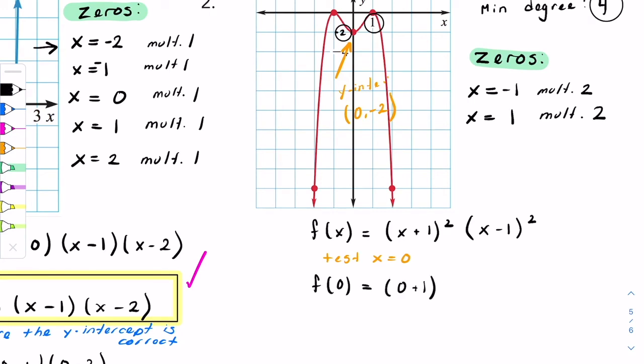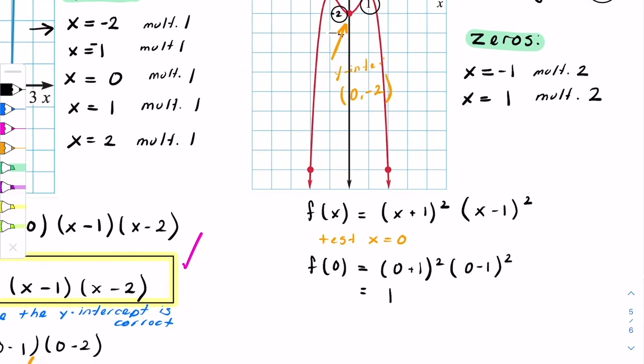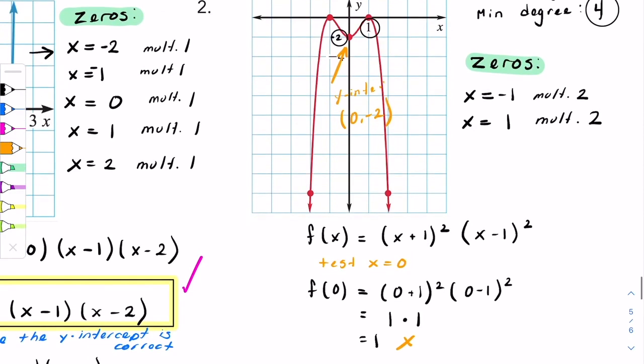Zero plus 1 squared times 0 minus 1 squared. This ends up being 1 multiplied by 1, which is only equal to 1. So as of right now, this does not work. And this function that we wrote cannot be our final answer. So we need to make our y-intercept work.